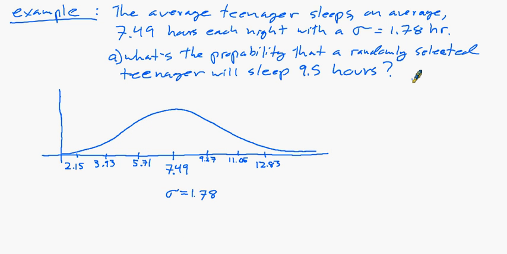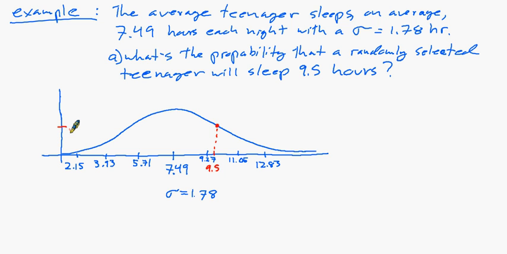So now the question is, what's the probability that a randomly selected teenager will sleep 9.5 hours? Right, not a range anymore, a single value. We can still locate this on our curve. 9.5 would be a little bit past 8.5, somewhere in this vicinity. This is a single value. All we're looking for is the y coordinate. That's our probability for that one value.